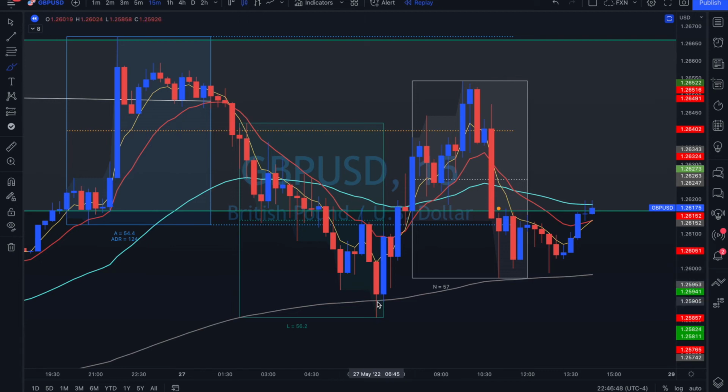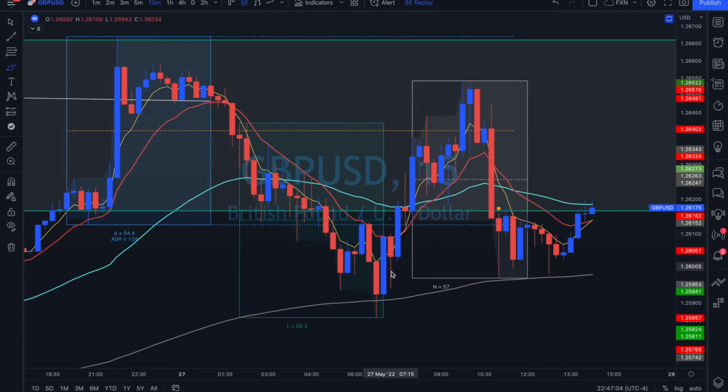Where does the railroad track pin to? It pins to the 200 EMA. That's your trade confirmation right there. Okay, so you have the pattern within the box. You have 5 candles between the first and second leg. You have the second leg pattern, this being the railroad track.